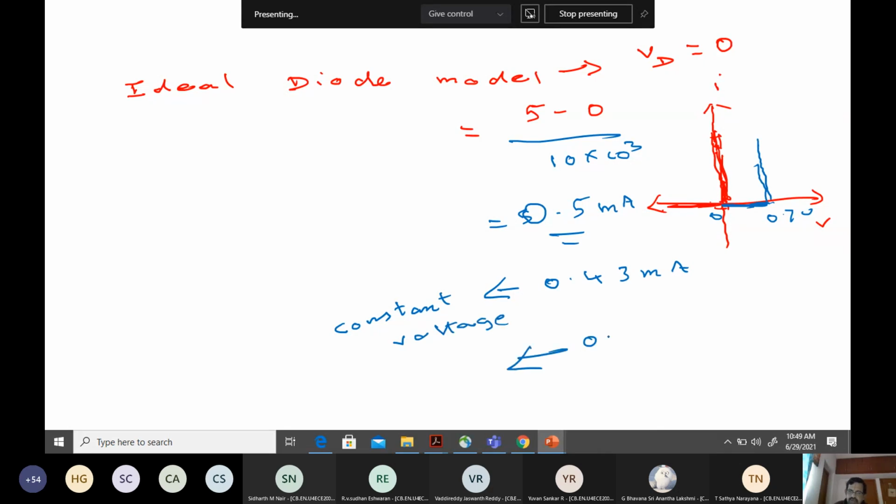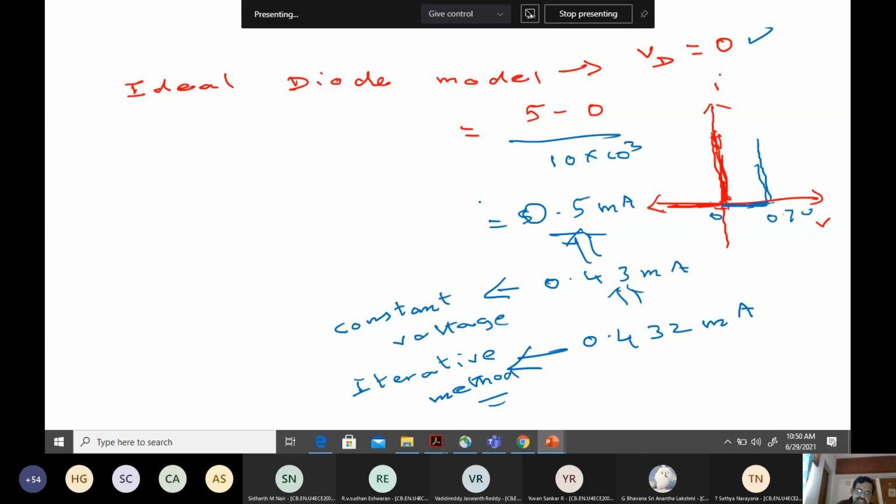And 0.432 milliampere with the iterative method. Because our circuit was very simple, we could do the iterative method and converge to a value quickly. The constant voltage drop model is a very good approximation to the iterative. The gross estimate is actually your ideal diode, where the voltage drop across the diode is assumed to be 0.